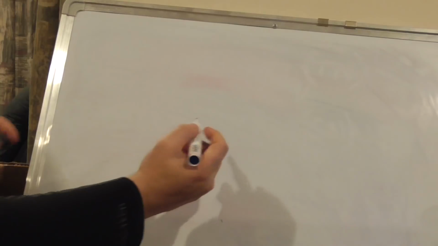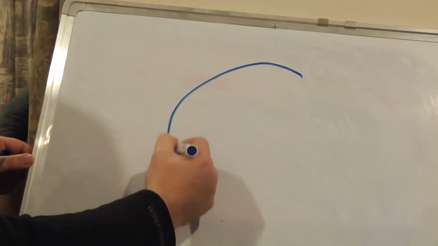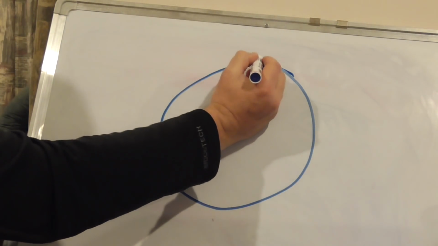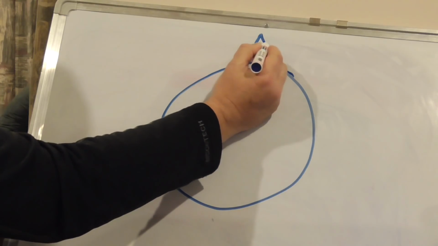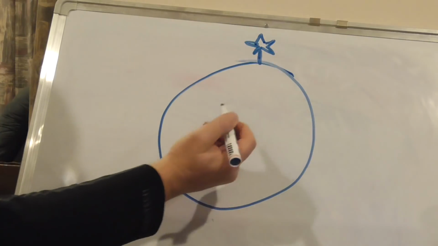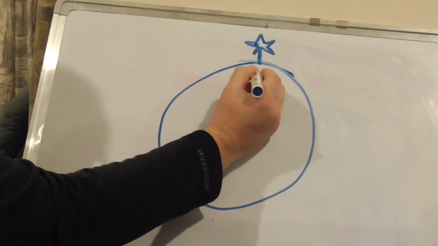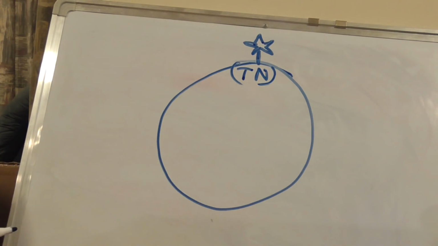And let's talk about a couple of basic things. We have the planet here. We have at the top here, let's do a star, and that signifies true north. TN.